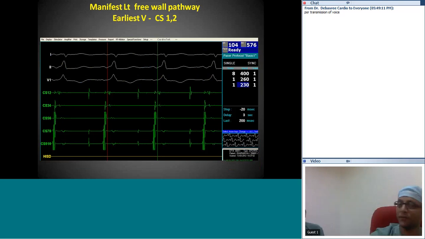Now, if I put a line here, exactly where the B is, you can see that's where the delta wave starts, because now it is going through the pathway. So if you have a manifest free wall pathway, it becomes easier for me to burn them, because I can see where exactly it is and burn in sinus rhythm. Whereas with the concealed pathway, if it is with the V pacing, then you have to pace them.